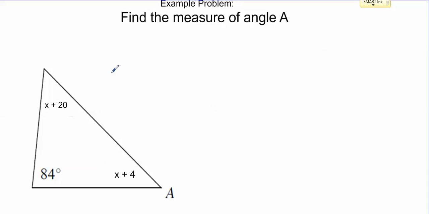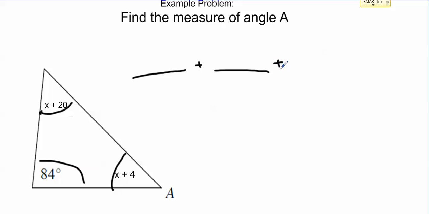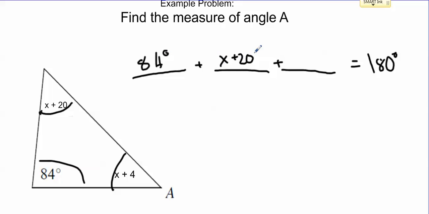So for this one, I'm just trying to find what A is. To do that, all you have to do is take your 3 angles, which you have here, and set them equal to 180. So it's always 1, 2, and 3, and those 3 angles are always equal to 180 degrees. So our first angle, let's put 84 here, because we see that's a number over there. We have x plus 20 as our second angle, and x plus 4 as our third angle.